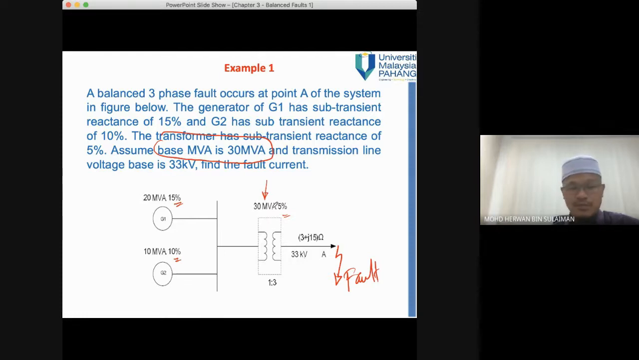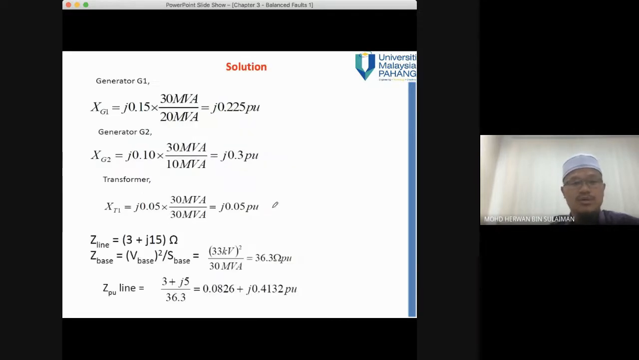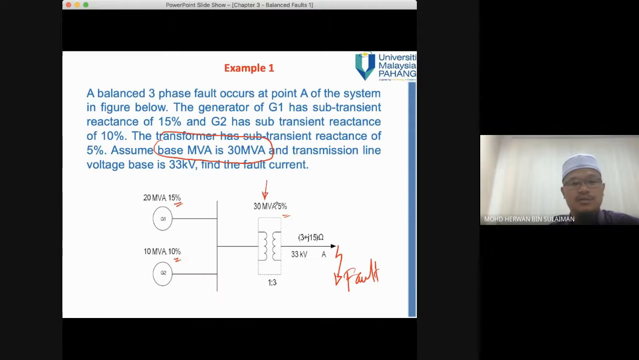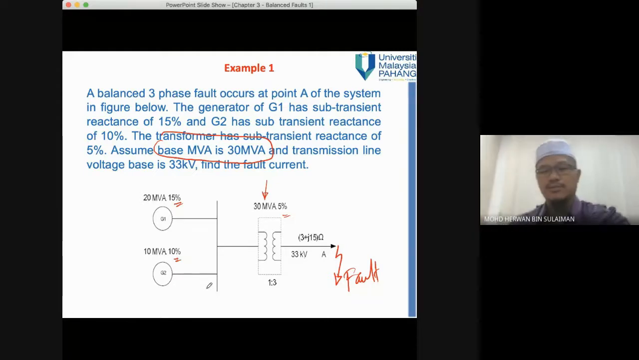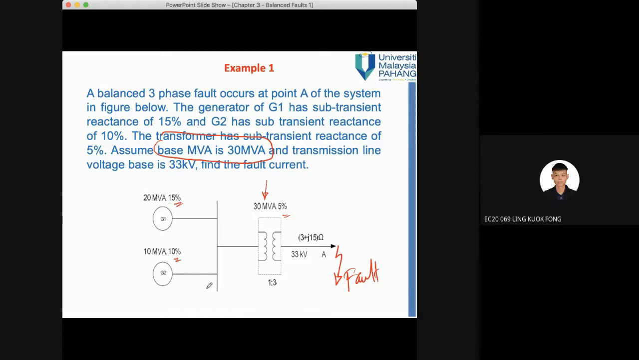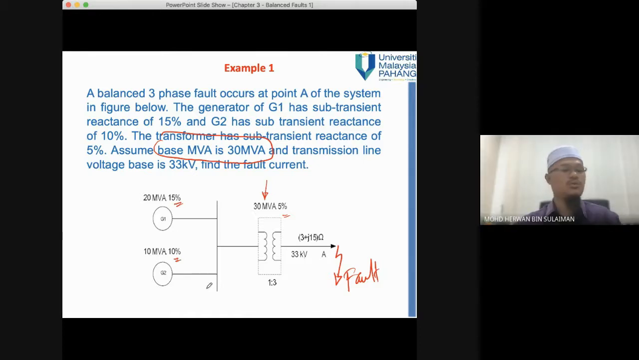So first thing first, apa yang perlu you buat ialah you kena tukar this figure into what we call the impedance diagram. You belajar kan dulu kan? Tak ada feedback lah, saya tak dengar feedback ni. Macam cakap seorang-seorang. Ada orang tak ni? Terdengar Sir. Okay, so ingat tak you ada belajar impedance diagram?